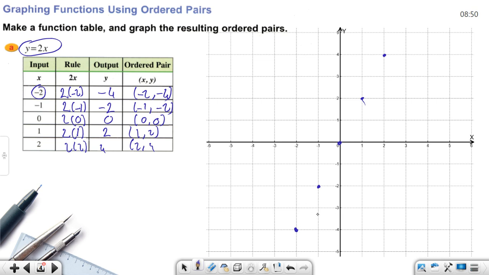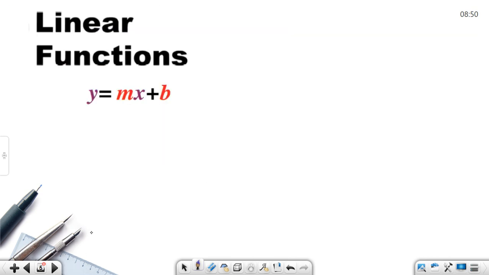That's the second thing. We locate the points, we already know how to locate them. There are input values, then we calculate the output values, then write the ordered pair here. Next, linear functions. Linear functions we call linear equations.